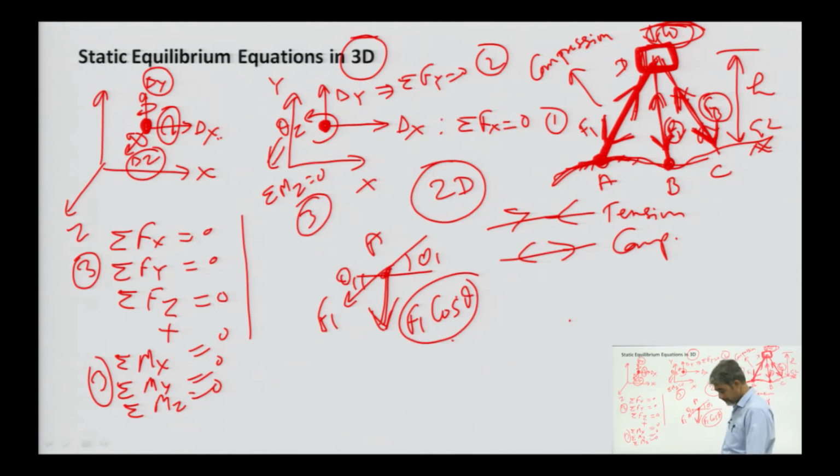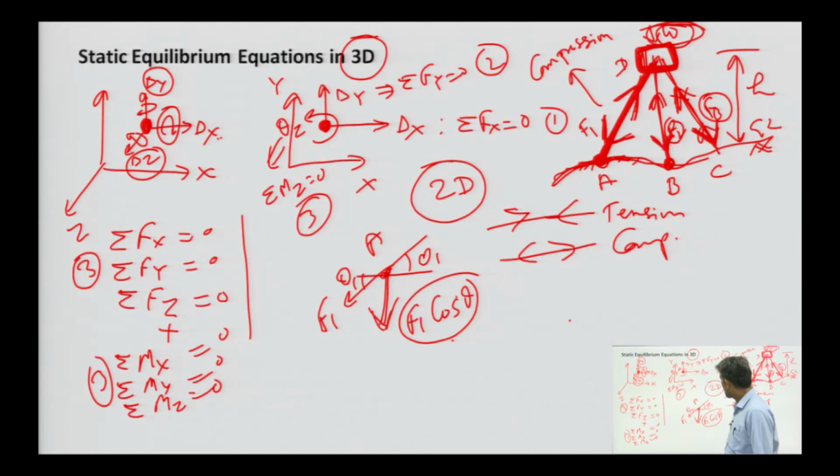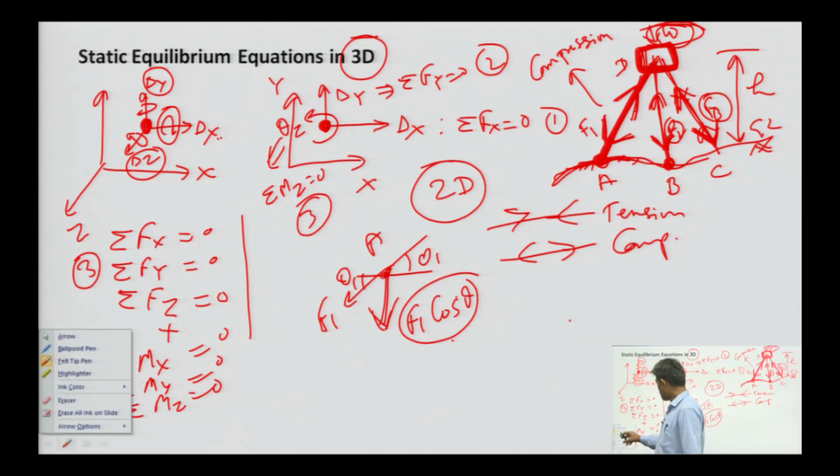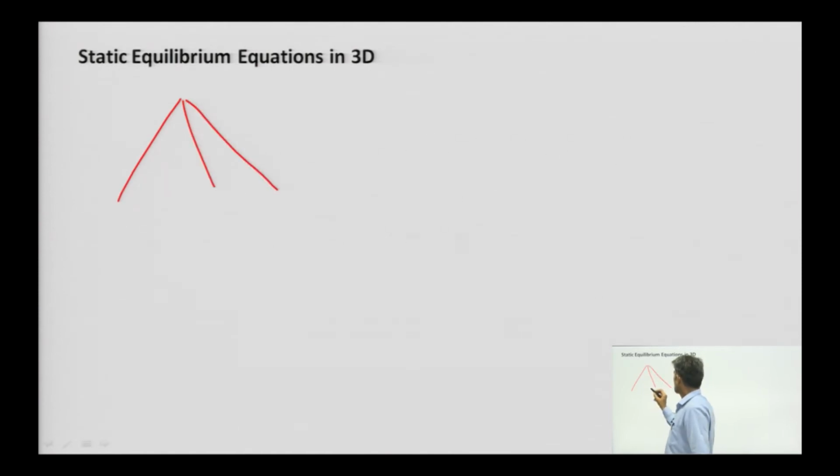Okay. So, let us take one problem to solve. Okay. Prior to giving the solution, I would like to tell you how it can be solved. Okay. So, in the previous example, I have taken a tripod.